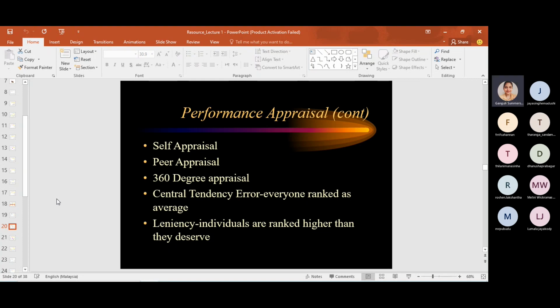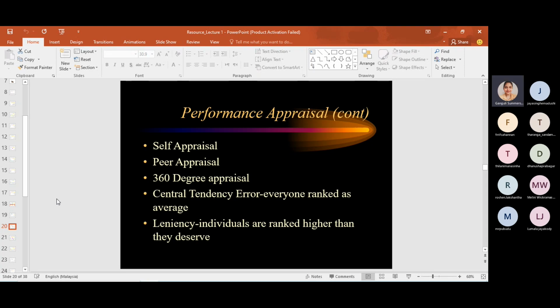Central tendency error is an error which might happen in performance appraisals sometimes. Okay, so now what is central tendency error? Central tendency error means everyone is ranked as average. So there are no low performing people, there are no high performing people, everybody is ranked as average performing people. That is called central tendency error.